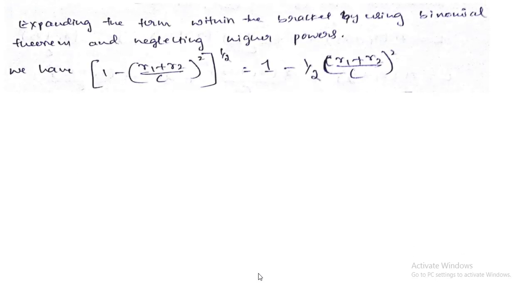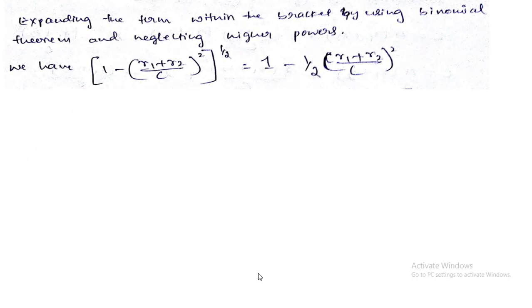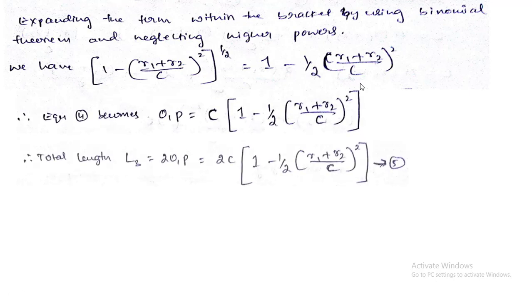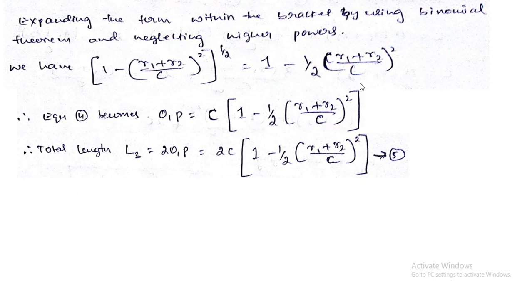Then after that, we will expand the term in the bracket by using binomial theorem, and we will neglect the higher order terms. We will get an expression like this. Next, we will substitute that in the previous expression, that is equation number 4. Then O1P is the length of the belt BD. Similarly, the length of the belt AC is the same as that of BD. That's why we need to add those two. So we will get 2 times O1P, and we get equation number 5, that is the length L3. Then we need to substitute all these values L1, L2, L3 in the value L.